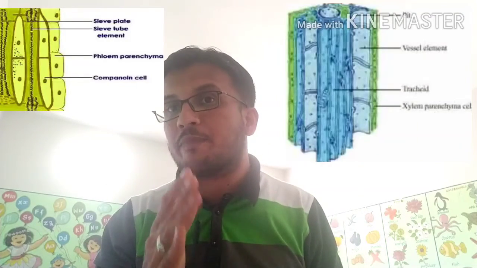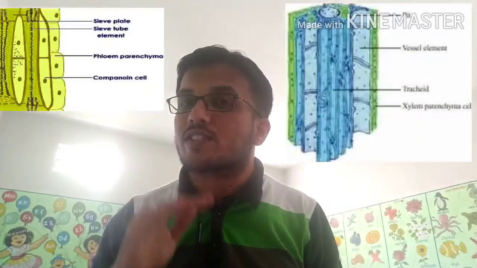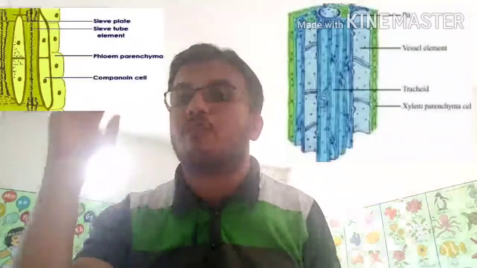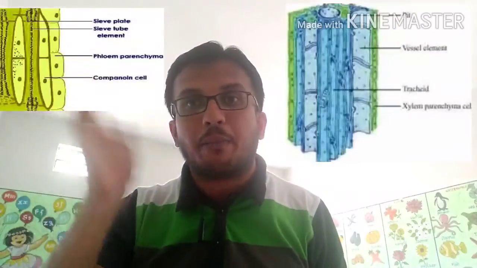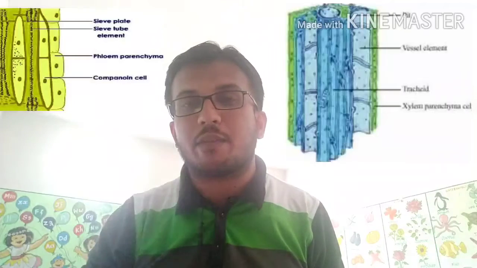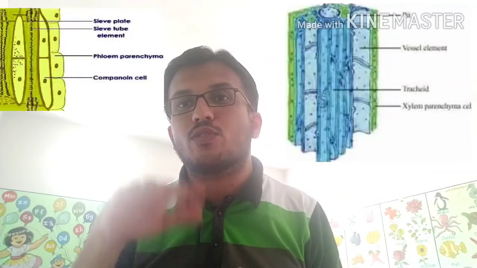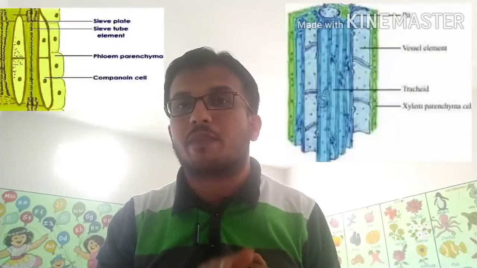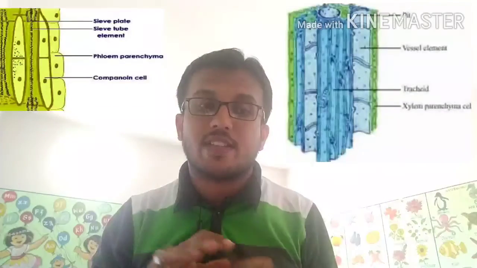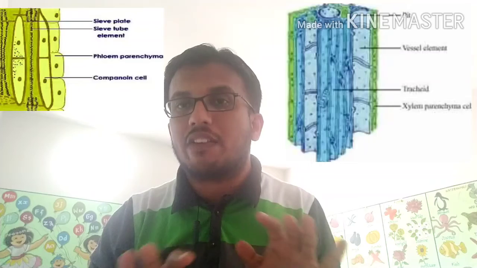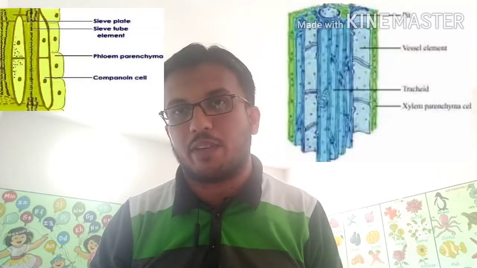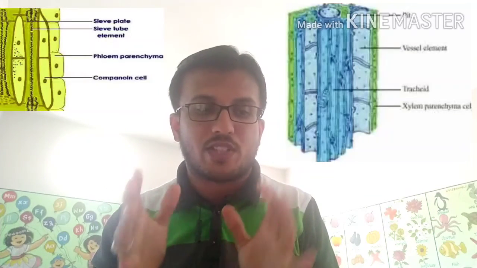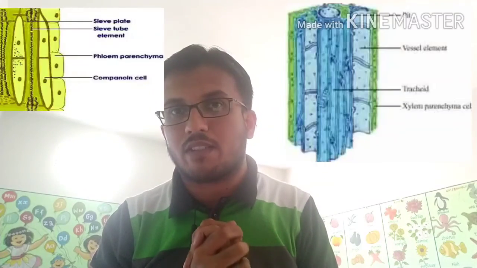Compared to this, the xylem can only transport water and minerals in the upward direction, from downward to upward. But the phloem tissue can transport in both directions, upward as well as downward. Generally, phloem has all living cells except the phloem fibers. So this is about the complex permanent tissue we have learnt.